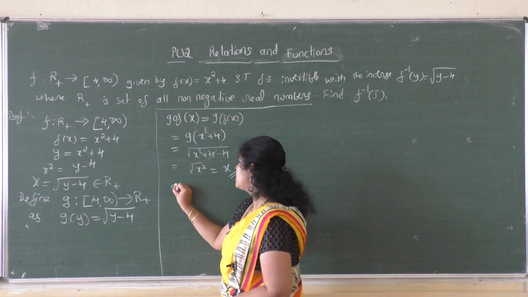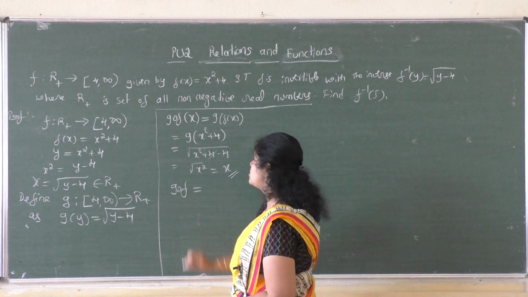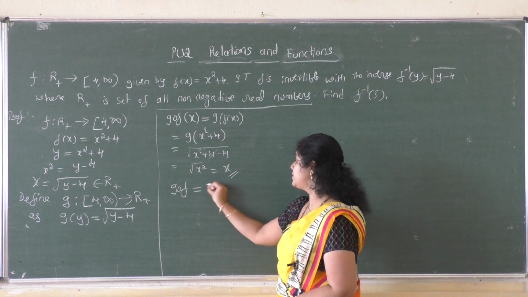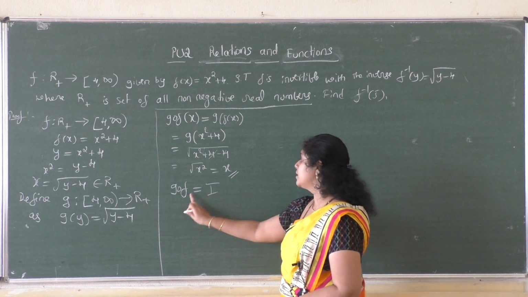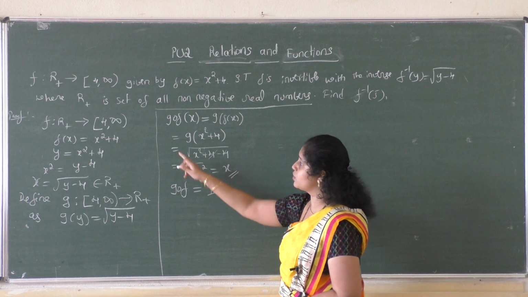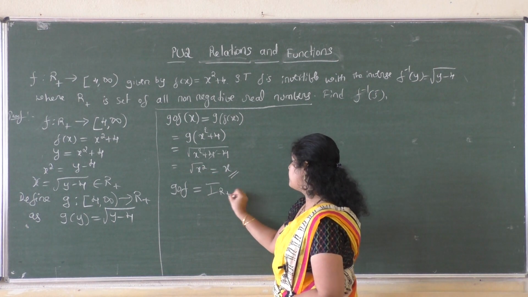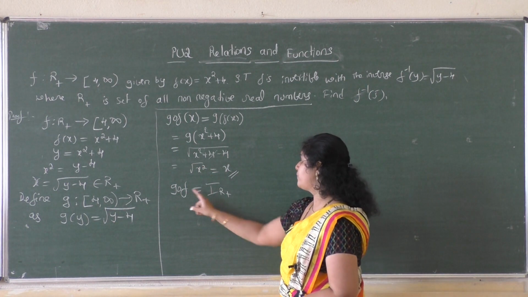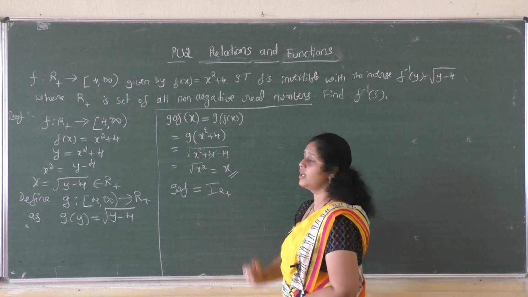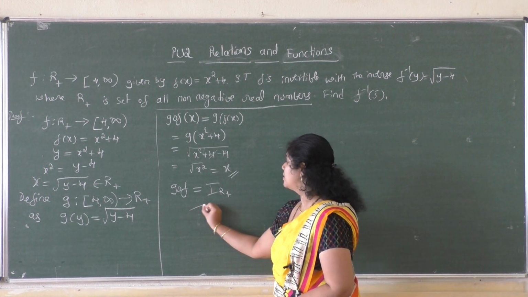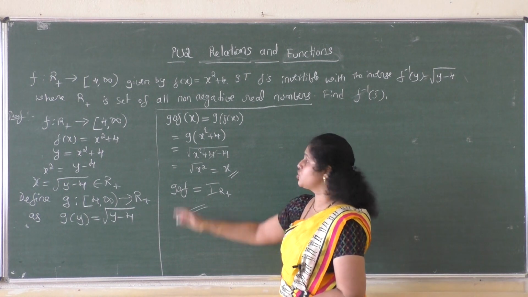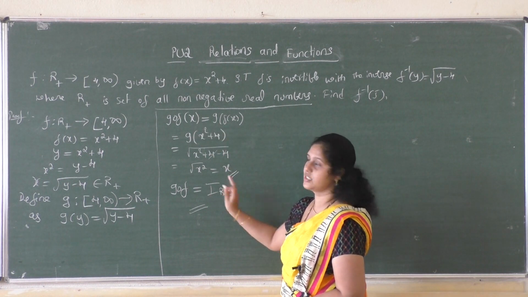That means g of f is identity, and we are writing the domain set of f, which is equal to R plus. So g of f is identity. Here we have to write R plus. So thus we prove that g of f of x is equal to x.